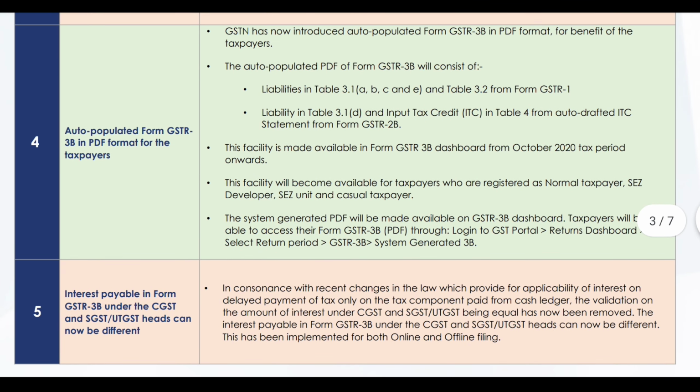Number 4, auto populated GSTR 3B in PDF format for the taxpayer. You may know that from last November it is showing auto populated GSTR 3B, which is available in PDF format also in the GST portal. It is automatically picking up all GST liability payable from GSTR 1 and input details from GSTR 2B or GSTR 2A, and it is generating the auto populated GSTR 3B.